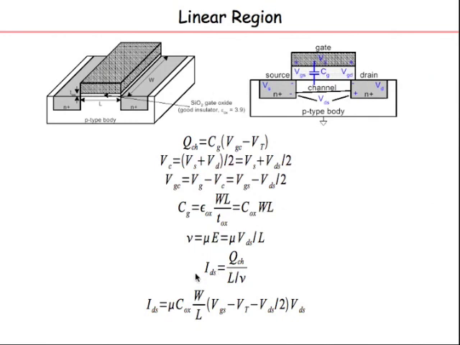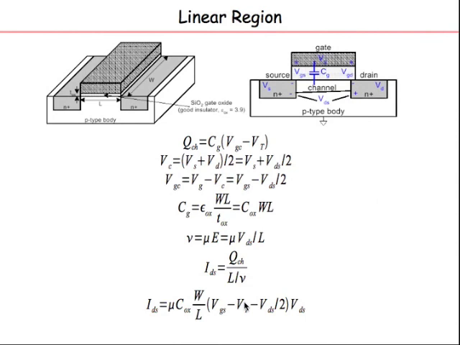So now, what is the current? Current is the charge, and how long it takes to traverse the distance L. Transit time, charge by time. Time is the distance traversed by velocity, L by V. You plug all of this in and you get this kind of equation. Now, this is a very, very simplified equation.